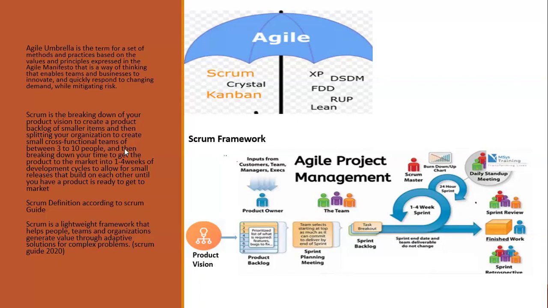Furthermore, you break down your time to get the product to the market into 1 to 4 weeks of development cycles, to allow for small releases that build on each other until you have a product that is ready to get to market, which is the finished product. Now with this sketch, I'm going to explain everything about the Scrum framework.